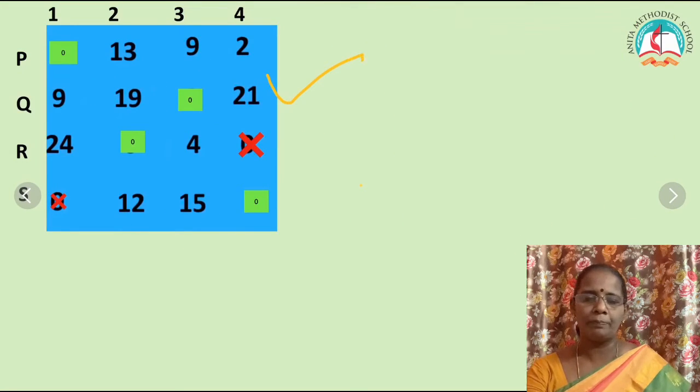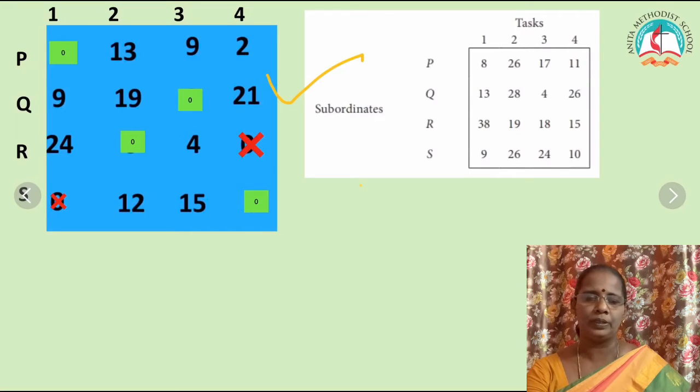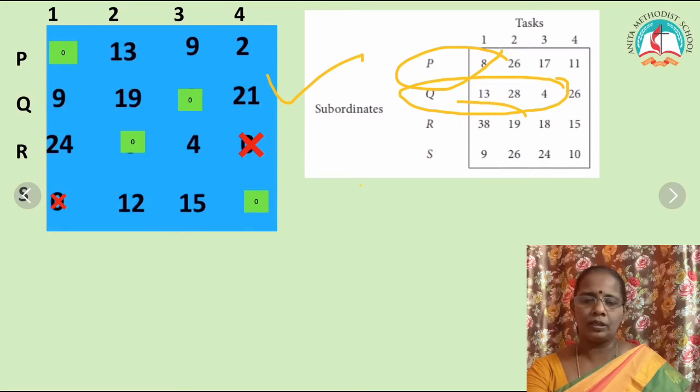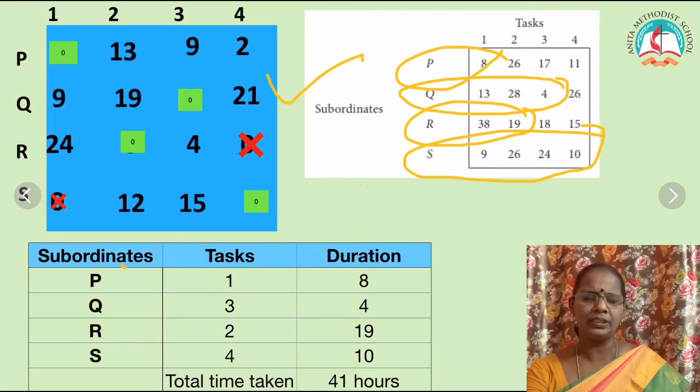Compare this to the given question. For P, which one did you assign? 1. For Q you assigned 3. For R you assigned 2. For S you assigned 4. Now you are going to prepare the table. In that table, first you have to mark the subordinates. What do you have? P. For P it is 1, Q it is 3, R it is 2, and S it is 4.